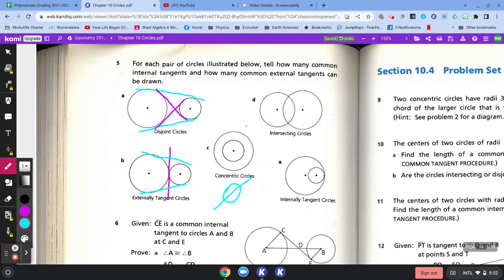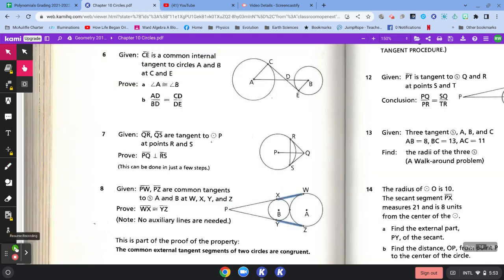All right, you can only draw 2 external tangents. Can't draw any internal tangents because of the overlap. How about E? Well, we can draw 1 external tangent. We can't get any internal tangents for that. All right, let's move on to 6.